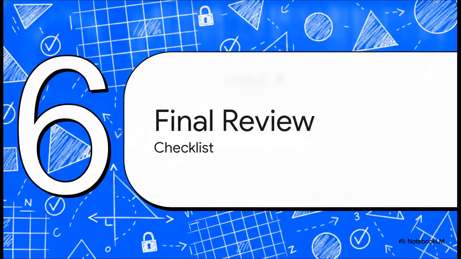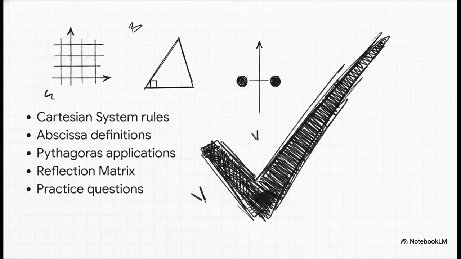Section 6. Final review and checklist. As promised, here is your verifiable capstone checklist to prove we didn't miss a thing from the source material. We nailed the Cartesian system rules, defined abscissa and ordinate, worked through Pythagorean applications, unlocked the reflection matrix, and plotted every single practice question required. You have officially conquered the fundamentals of coordinate geometry.